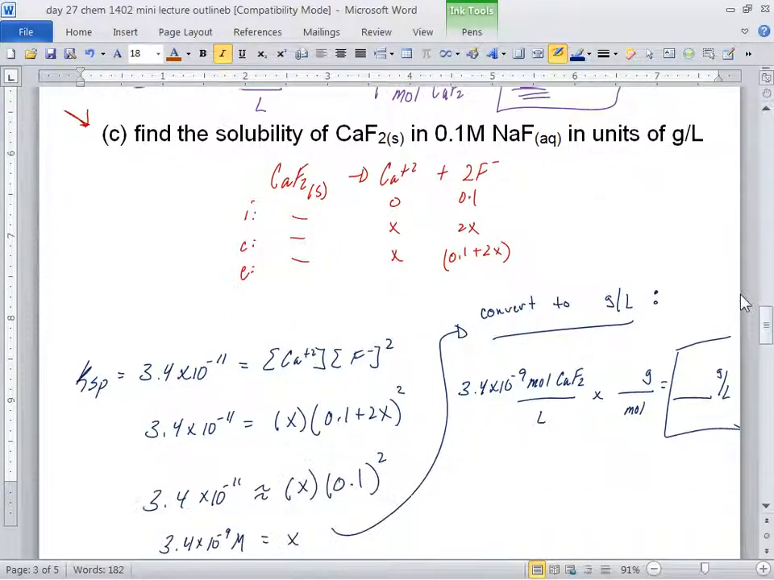What was it? 78.1 is the molar mass of calcium fluoride. 2.6 times 10 to the negative 7. So did you get around 2.6 times 10 to the negative 7 grams per liter? Audrey did. Kenneth did. Definitely smaller than 0.016, so it's on the right track. Should be right.